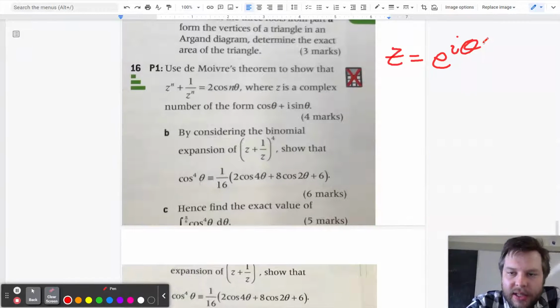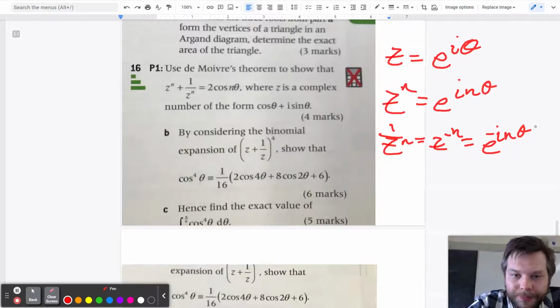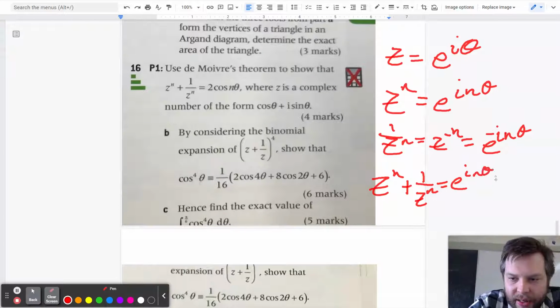I can write it as e to the i theta. And then using my exponent laws, I can write that as e to the i n theta, z to the n, because you multiply a power to a power. And then 1 over z to the n is the same as z to the negative n. And so that's going to be e to the negative i n theta. And so then all of that together, z to the n plus 1 over z to the n is equal to e to the i n theta plus e to the negative i n theta.